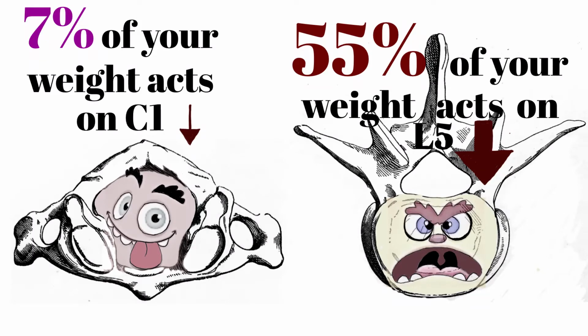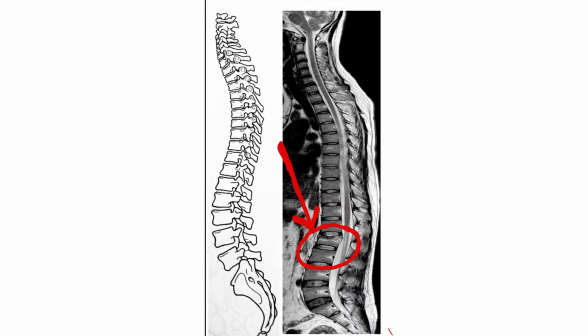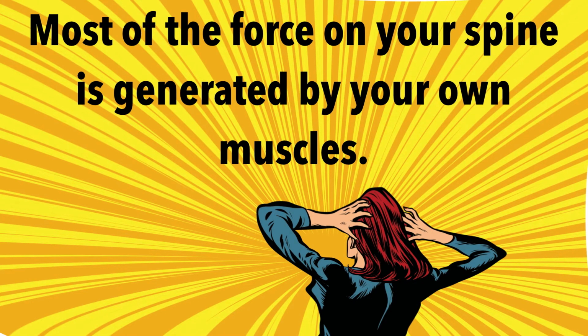The force of gravity is felt differently at various levels of the spine. For example, 55% of your body weight acts on the fifth lumbar vertebra, while only 7% of your body weight acts on the first cervical vertebra. Higher loading on the lumbar spine and in your low back causes degeneration and pain. However, gravity only represents a small fraction of the total force that acts on the spine during physical activity.